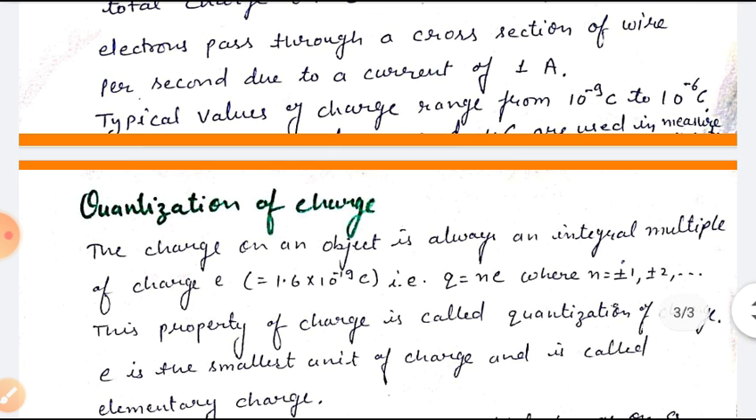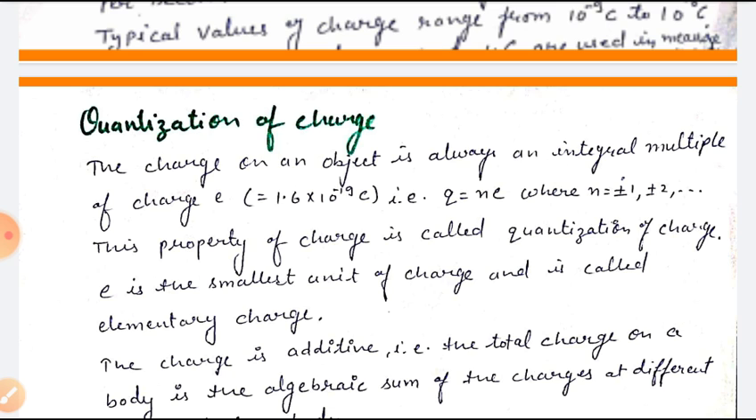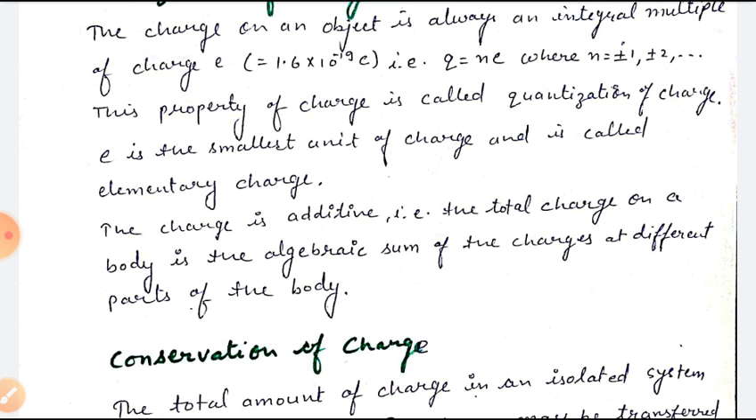Now, we will discuss quantization of charge. What is the quantization of charge? The charge on an object is always an integral multiple of charge e. Charge on an electron is 1.6 into 10 to the power minus 19 Coulomb. It means total charge Q is equal to n e, where n is equal to plus minus 1, plus minus 2 and so on. This property of charge is called quantization of charge. e is the smallest unit of charge and is called elementary charge. The charge is additive. It means the total charge on a body is the algebraic sum of the charges at different parts of the body.